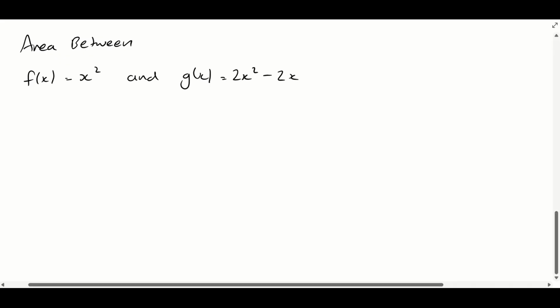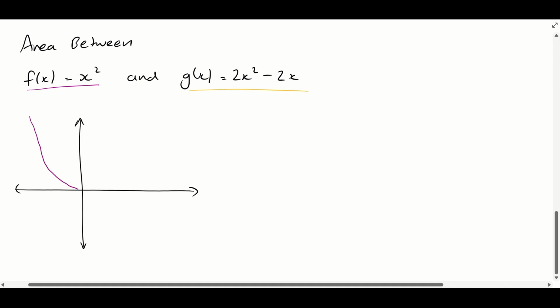If we look at one more example, and this one is slightly harder, let's take a look at the area between my first function, f of x, which is just x squared, and my second function, g of x, which is 2x squared minus 2x. Well, let's get a little bit of an idea of what this might look like. So here I'll do this one in the purple, and I'll do this one in the yellow. Let's draw a Cartesian plane. Now my x squared, that one's nice and easy. That's just my standard parabola. But this one over here is going to be a little bit steeper because of the 2x squared, and it's going to be translated to the right. So it's actually going to look something like this.